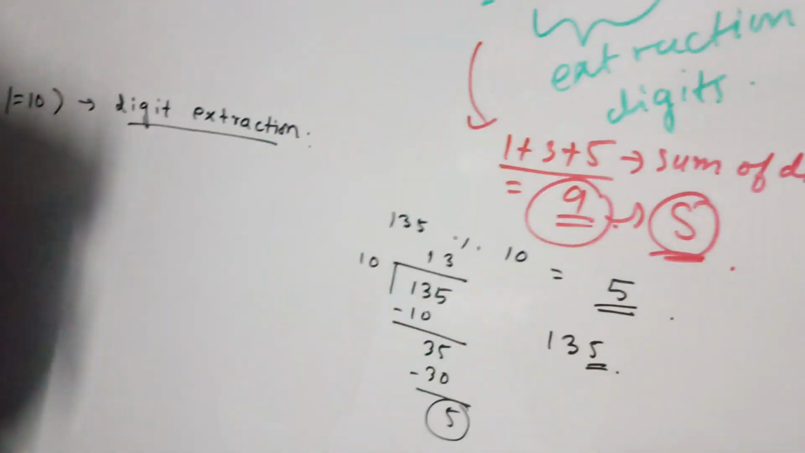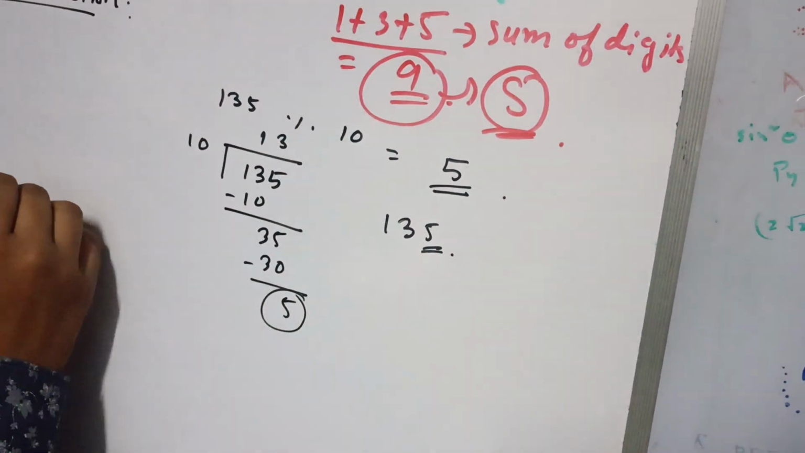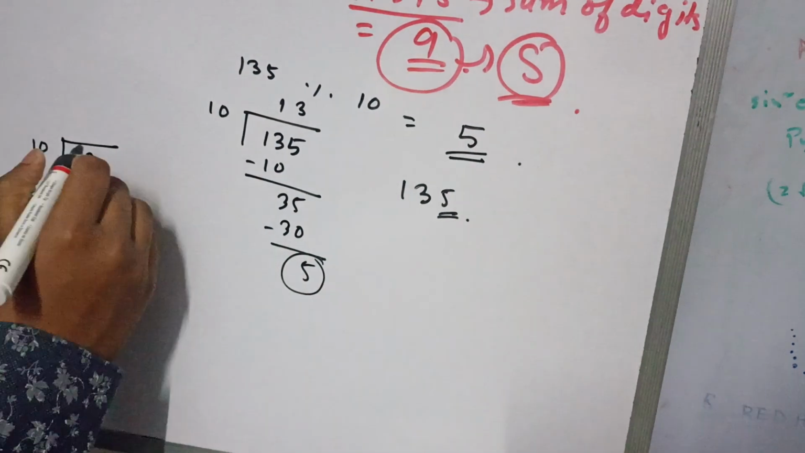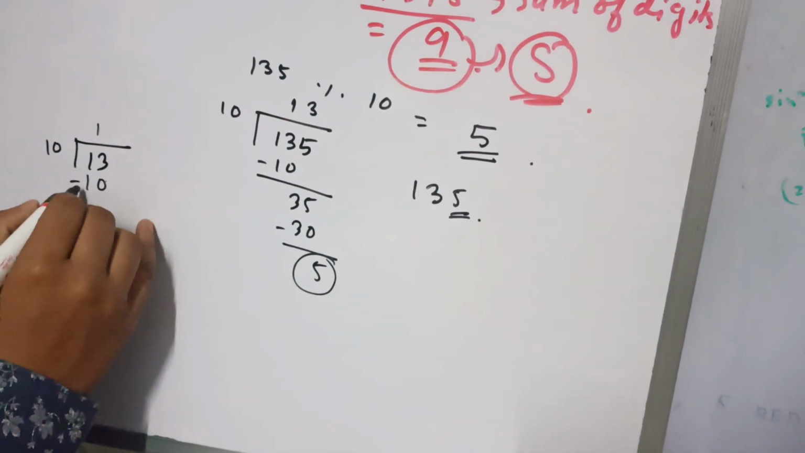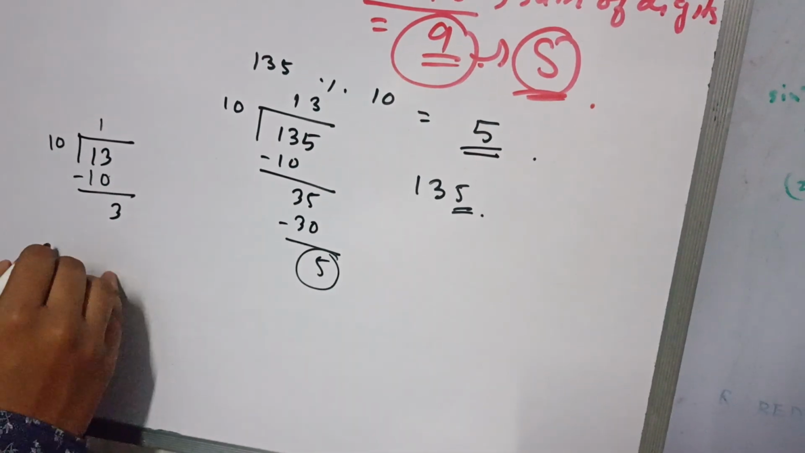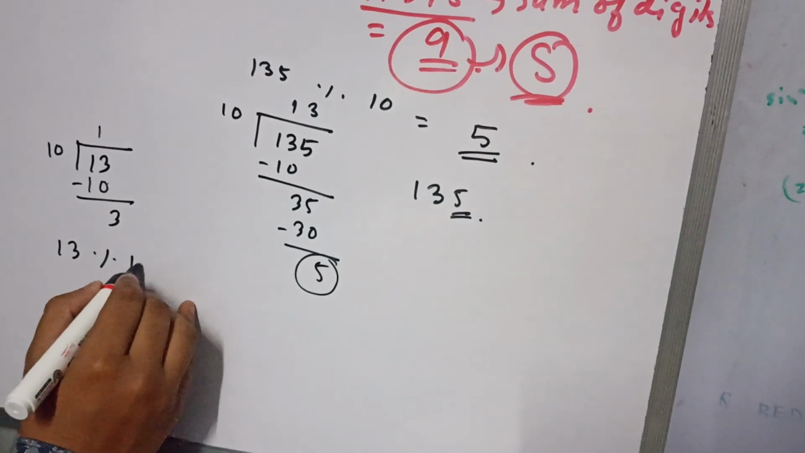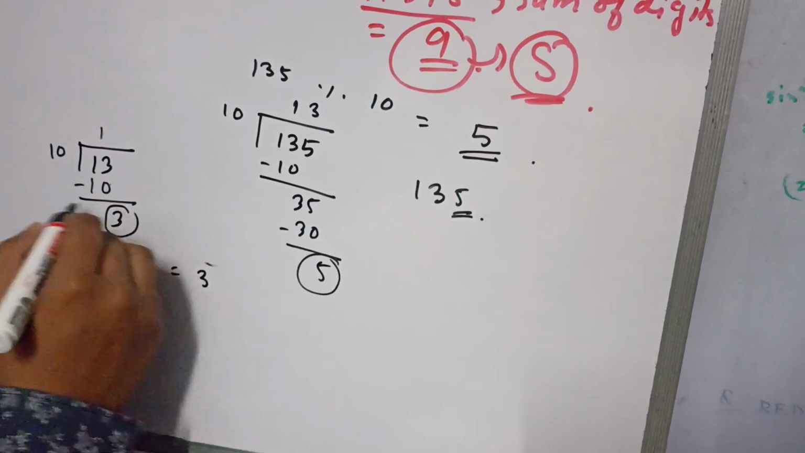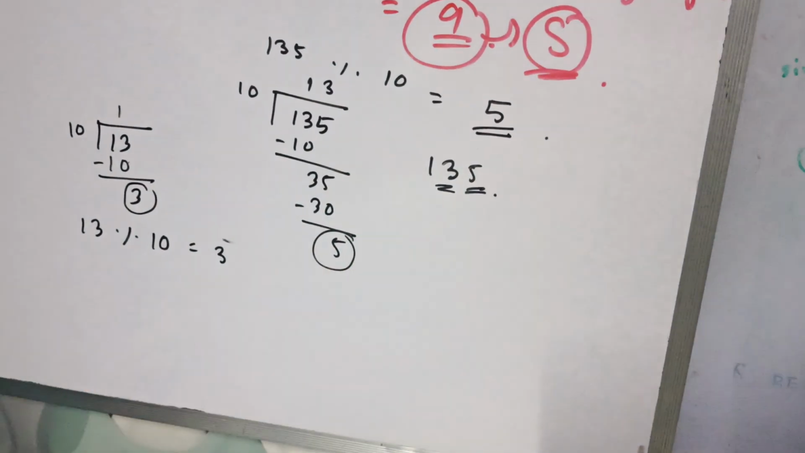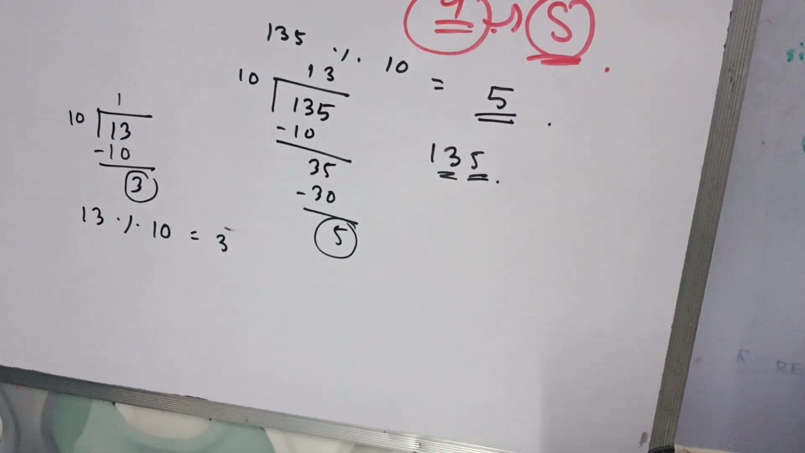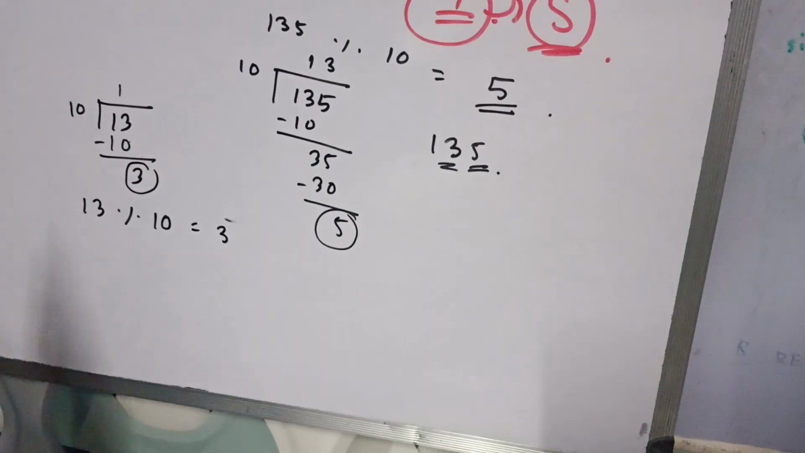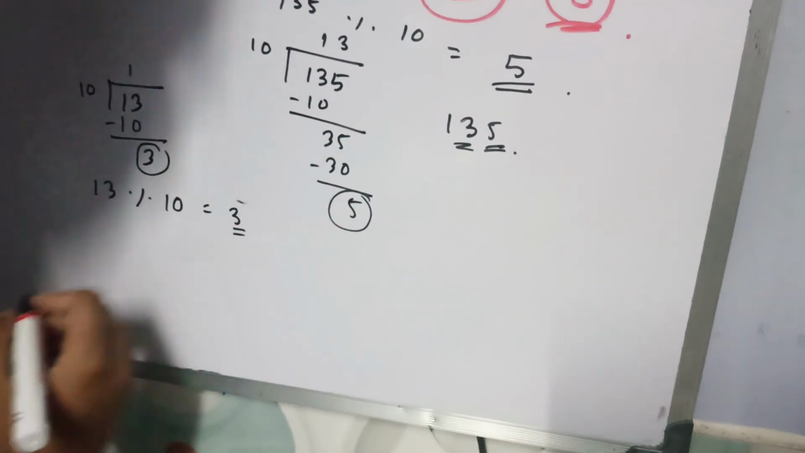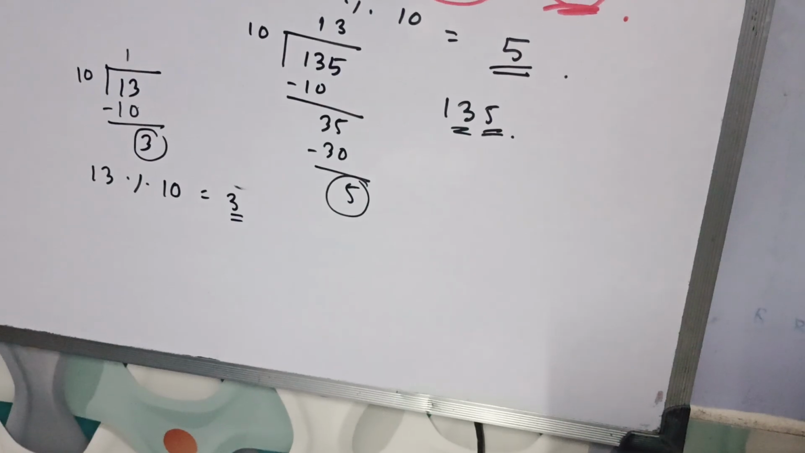Now, let's not keep the 5 with us and perform it again with 13, because 5 is separated. 13 mod 10 gives 3, and 3 is the second last digit of the number. In this way we are able to separate another digit of the number.